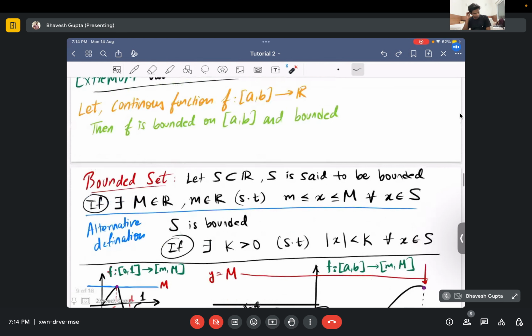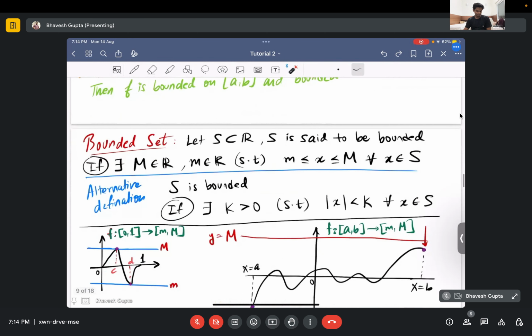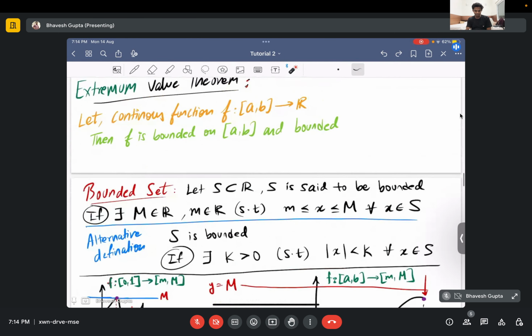So, to discuss more explicitly what this extremum value theorem says, first I want to clear some of the definitions for you. For example, the word which I've used here, something called bounded. So what do you mean by bounded? What's the idea of something being bounded?